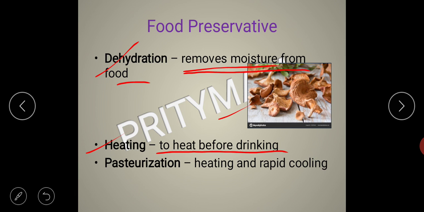So milk is heated to around 72 degrees Celsius for only about 15 seconds and it is rapidly cooled to about 4 degrees Celsius. The high temperature of 72 degrees Celsius kills the bacteria in the milk and the rapid cooling to around 4 degrees Celsius prevents recontamination, and this method is called pasteurization. The heating and rapid cooling of milk.